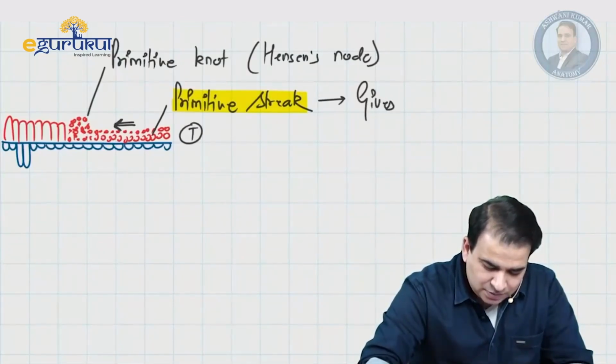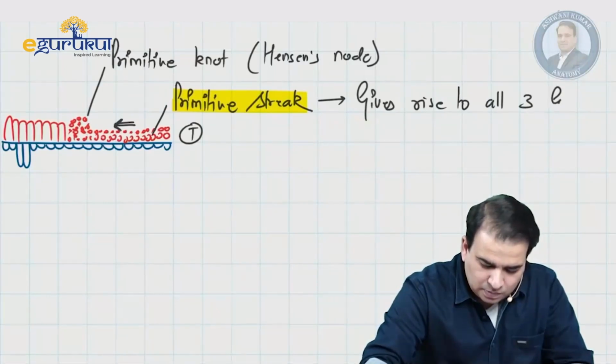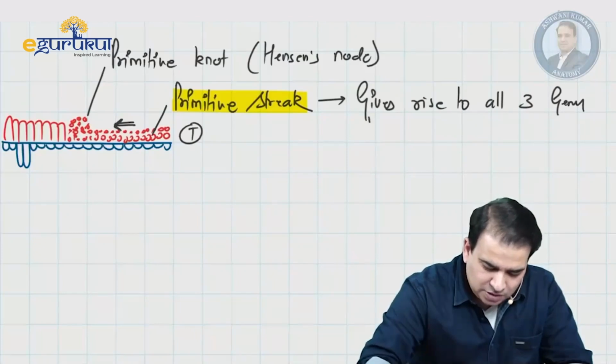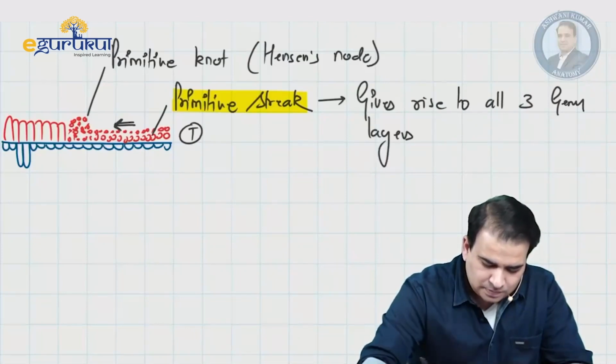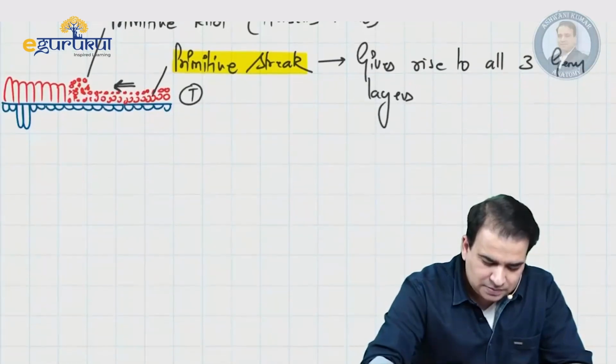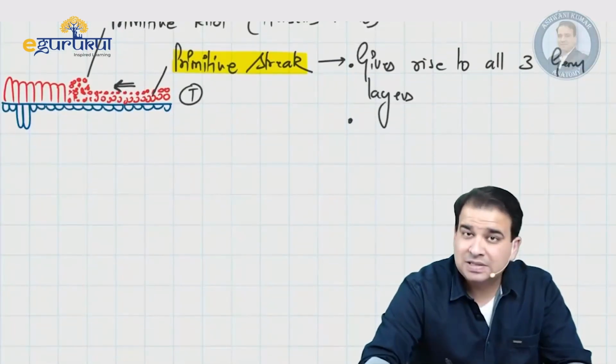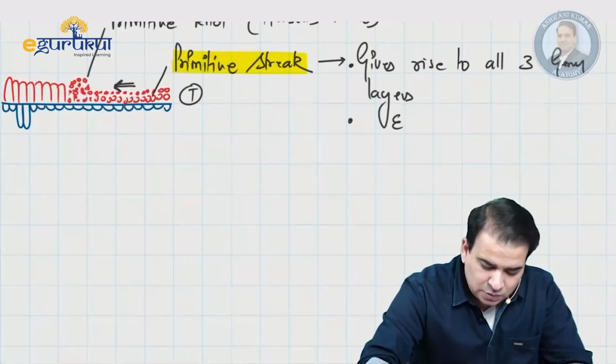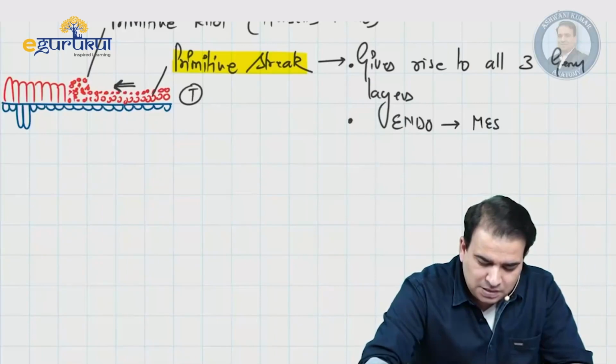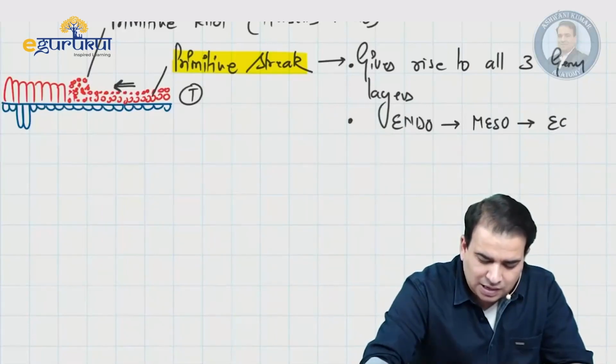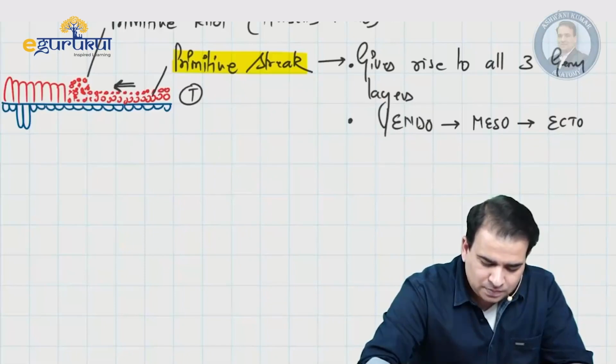this primitive streak gives rise to all three germ layers. And as we said, the sequence will be the first to form is the endoderm, then next to form is the mesoderm, and the third or the last one to form is the ectoderm.